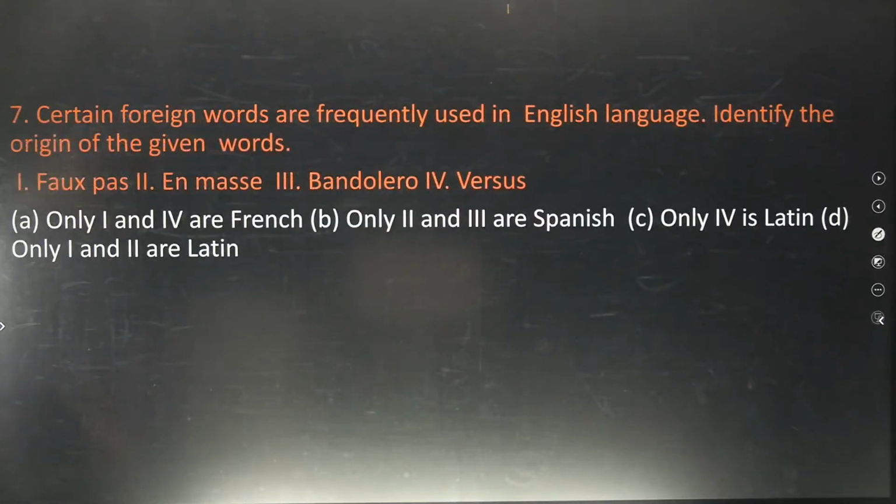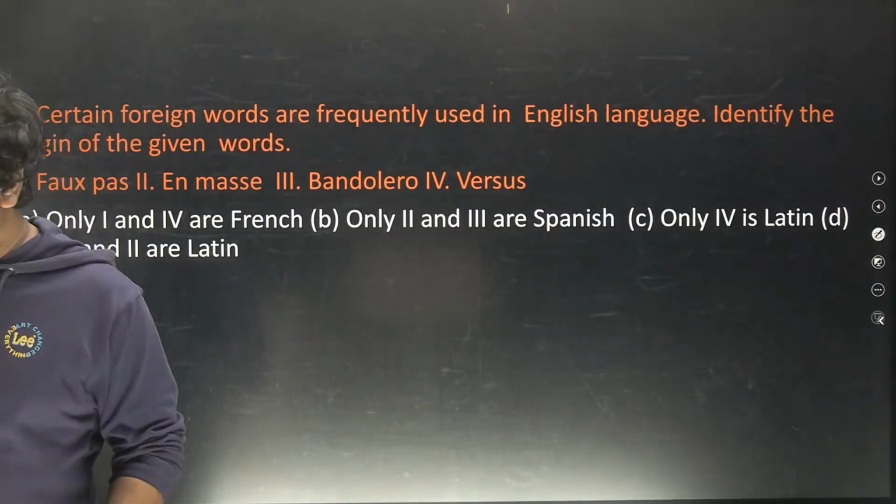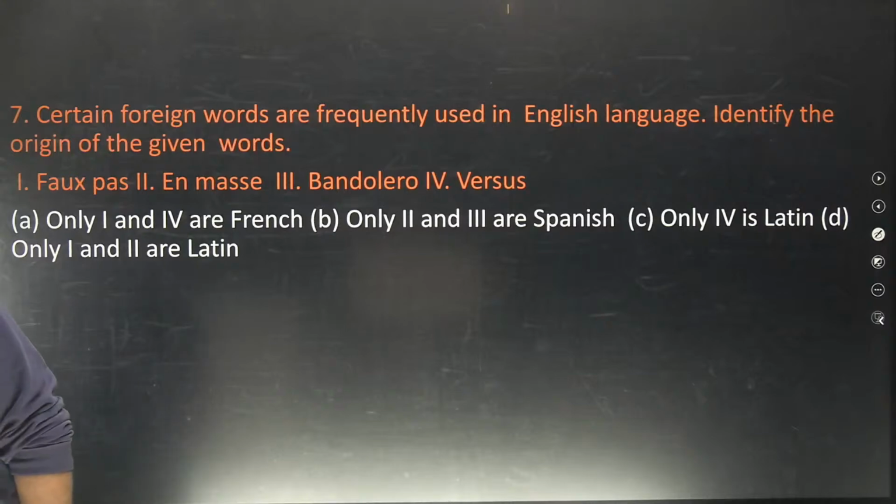Next. Again, certain foreign words are frequently used in the English language. Identify the origin of the given words. The first word, how do we pronounce it? It's called faux pas. Faux pas. It's not fox pass, it's faux pas.